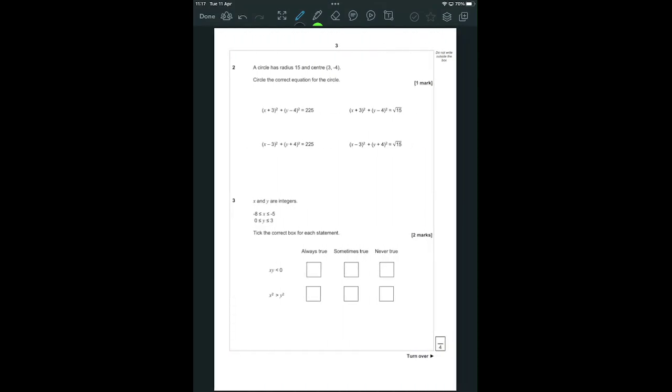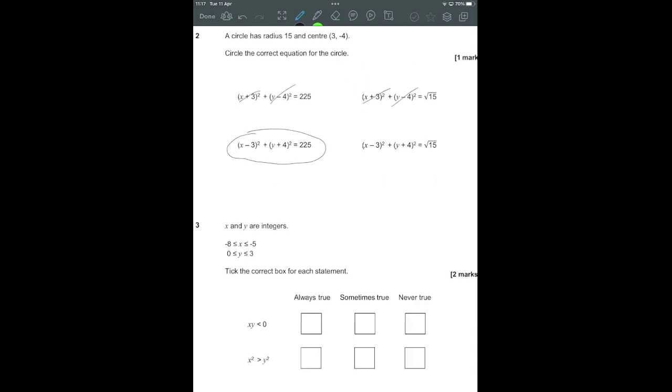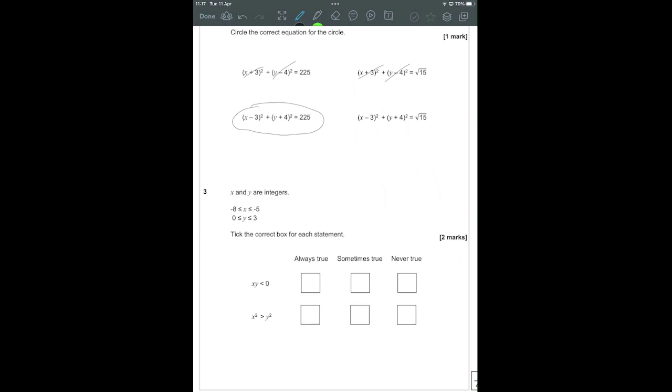Question 2, a circle has that radius and that centre. Now, remembering that our circle formula is x minus the x coordinate, so it can't be that, it can't be that. Y minus the y coordinate, so that has to be a plus, which both of those, or those two don't work, but the two uncrossed out ones still do, equals the radius squared. Well, that one has the radius squared, the other one had the square root of the radius.